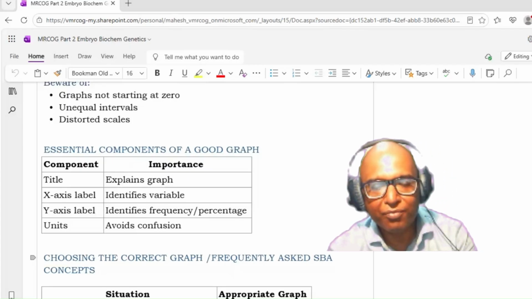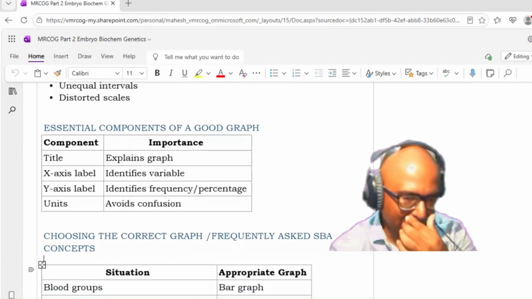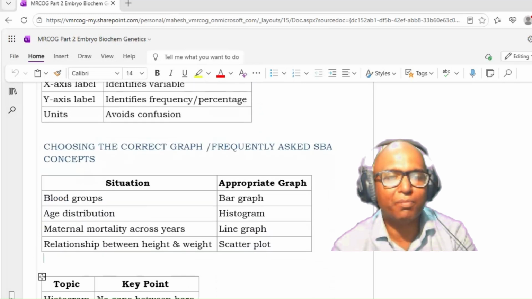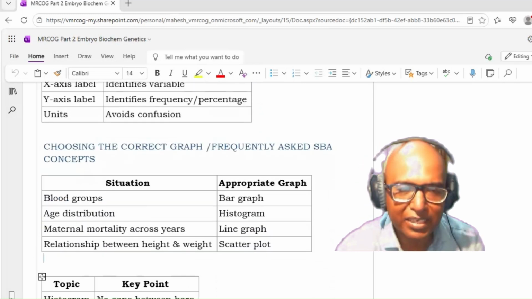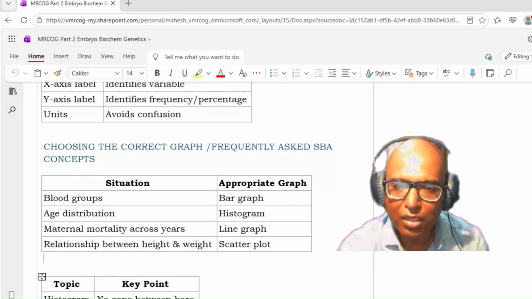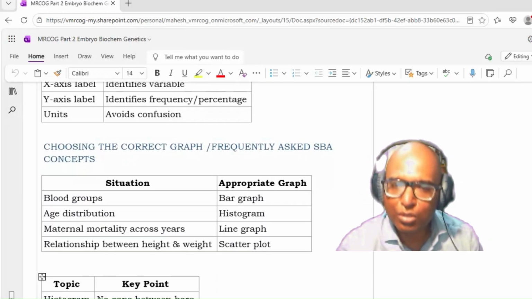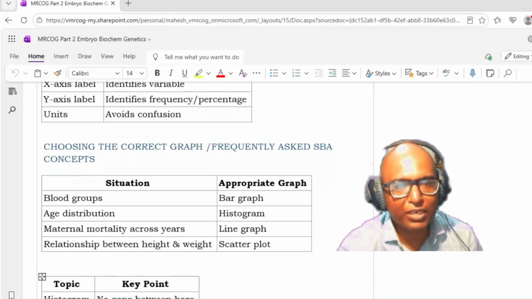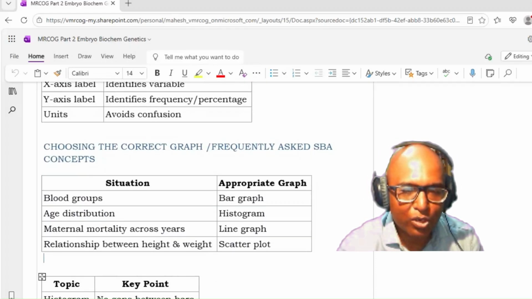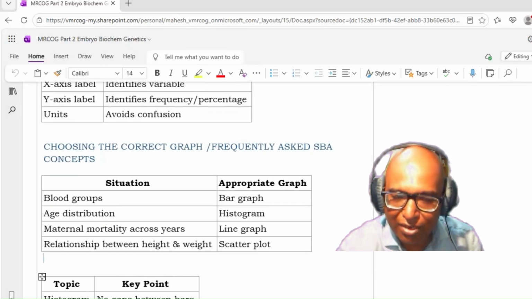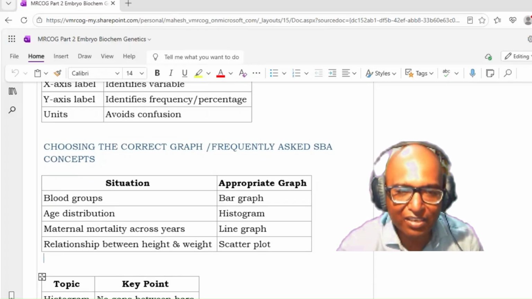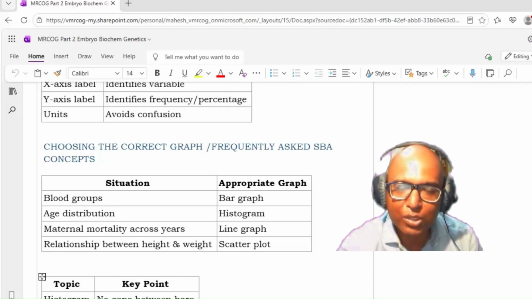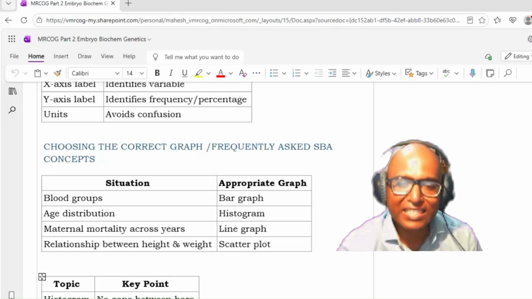Okay. Now, which graph to choose for which type of data? They can ask you this in the examination. Suppose you have the blood groups, it is a discrete or categorical variable, so go for the bar graph. You have an age distribution, that is continuous data, go for histogram. Then maternal mortality across the years, because it is with respect to time, go for line graph. And relationship between height and weight, so you are dealing with the relationship between two variables, then you go for scatter plot.